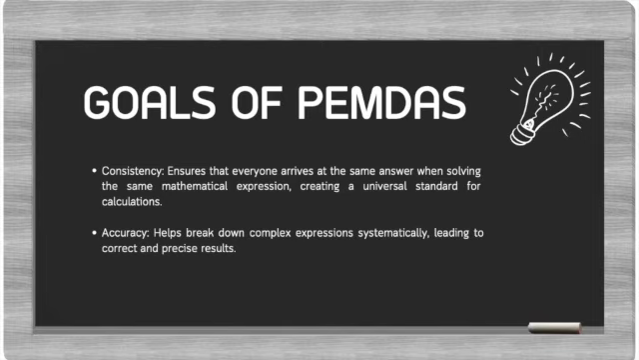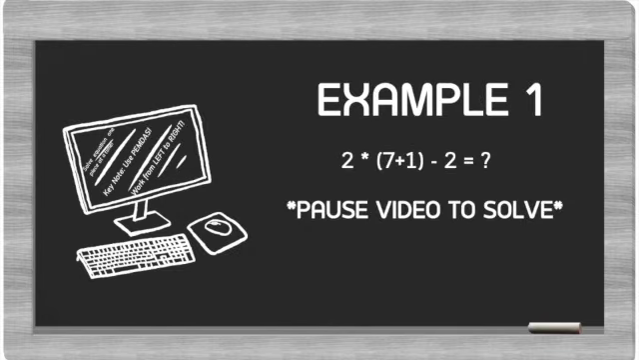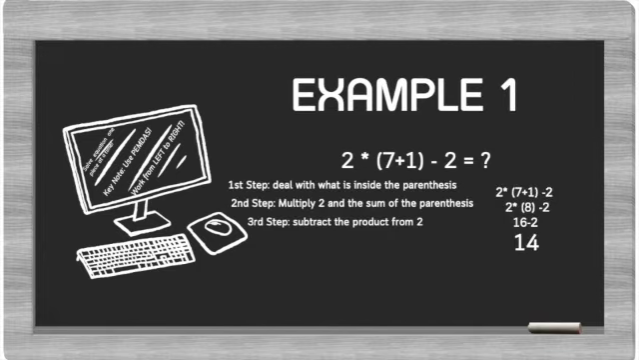Now on to example 1. Example 1 reads 2 times open parentheses 7 plus 1 close parentheses minus 2. You can now pause the video to attempt to solve. Alrighty, so now for the explanation.